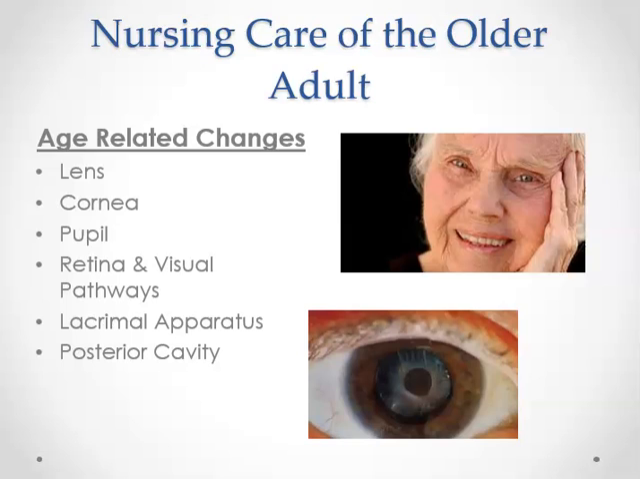Lacrimal apparatus, decreased reabsorption of intraocular fluid, decreased production of tears, and the eyes look and feel dry. The posterior cavity, debris and condensation becomes visible. You might have some issues with pulling away of the retina, and this can cause blurred or distorted vision as well as floaters.